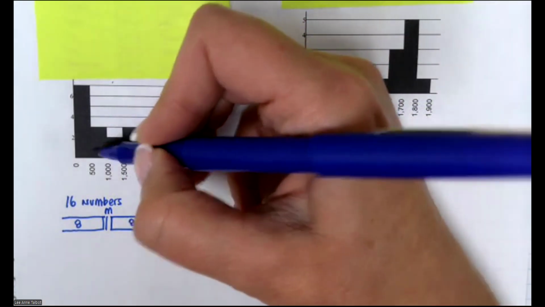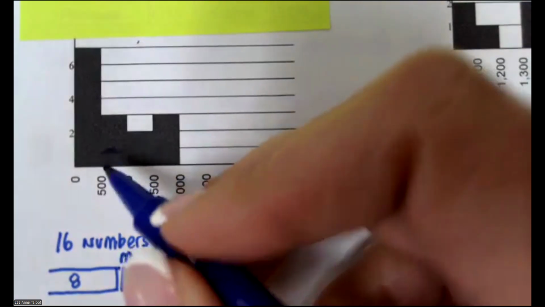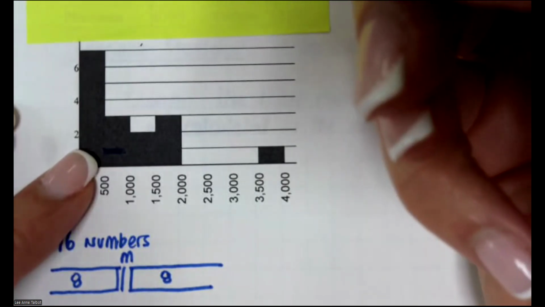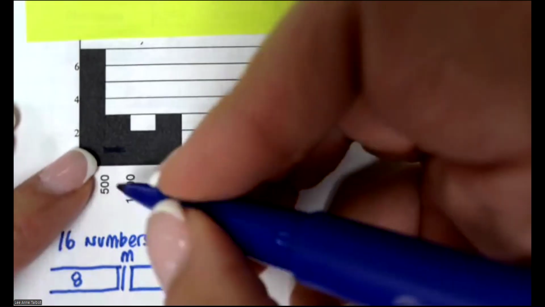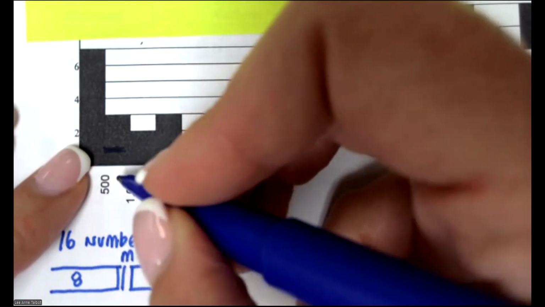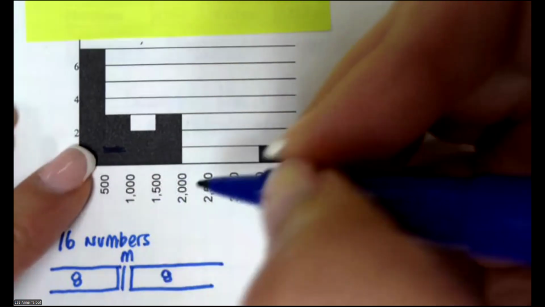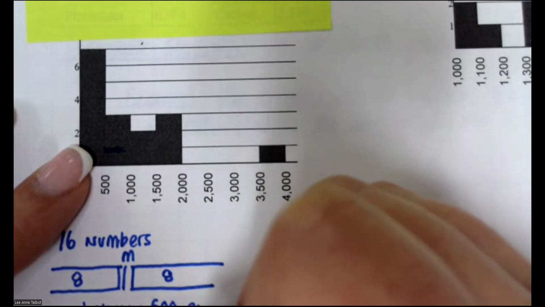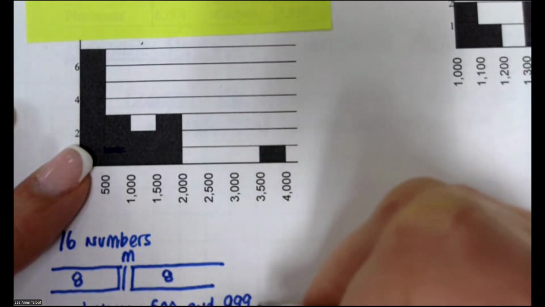Right here, if you can see, I'll zoom in so maybe you can see a little better. Right here on this spot on this bar would be where the median is. And when you have a histogram, you only have ranges of values. So our median, you can't really say what the exact number is, but you can say that it's between 500 and 999.9 repeating because it falls into this bar.